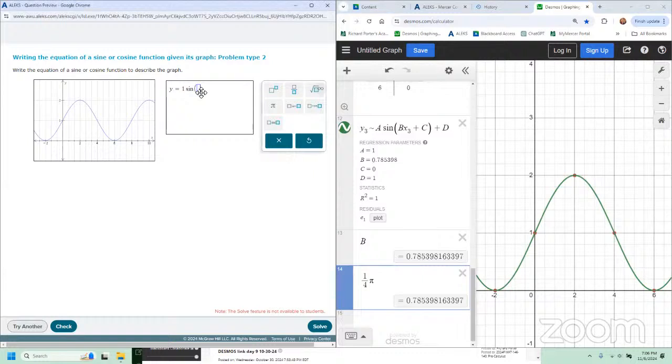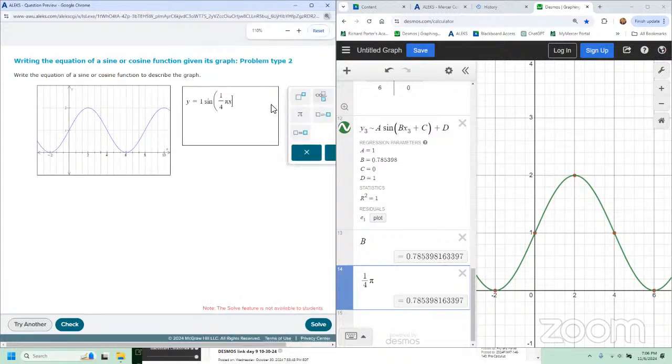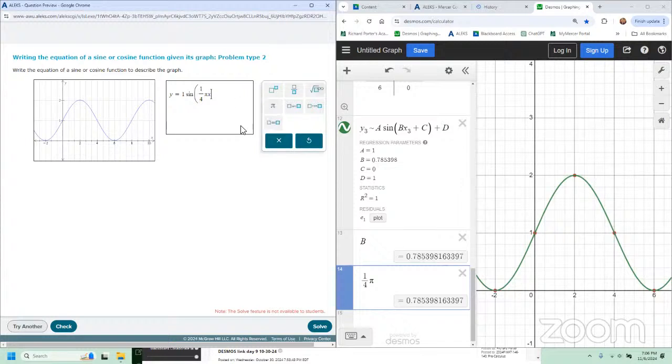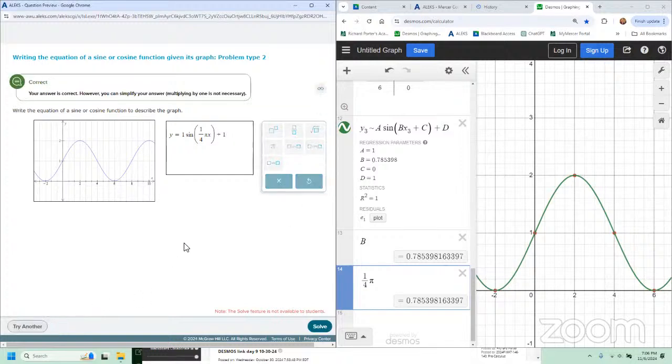So that's what I want to put in here. 1/4 pi. And then I put in X. Plus the C is 0. I can write plus 0, but I'm not going to. I'm just going to close it. 1/4 pi X, close parentheses. And then I have to do plus D, and in this case, D is 1, so just do +1. Okay, check that.